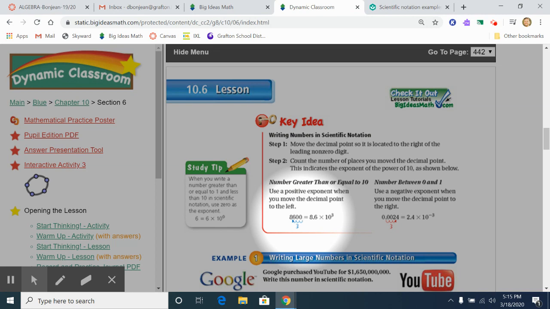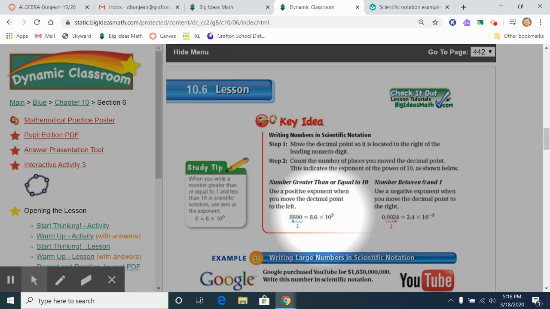So for example, 8,600, my decimal's here at the end where my cursor is, okay? And I'm going to move between the 8 and the 6 because that's going to make my number greater than 1 but less than 10, all right? So I don't want to move my decimal to after the 6, right? If I put my decimal after the 6, that would be 86 times 10 to the second power, when 86 is greater than 10, so it's not written correctly.